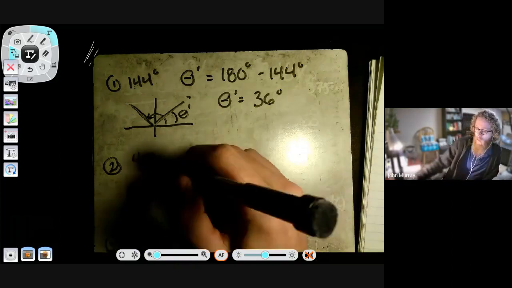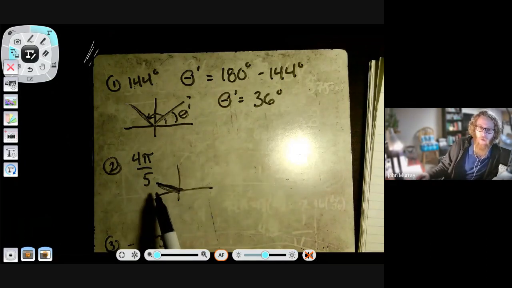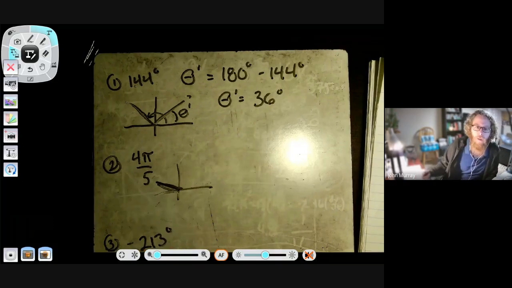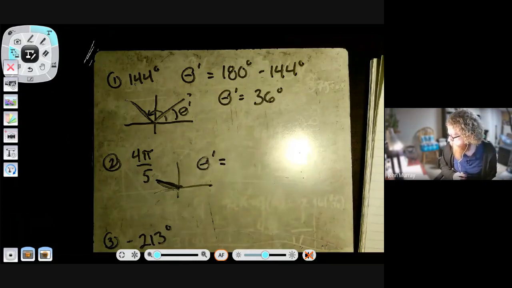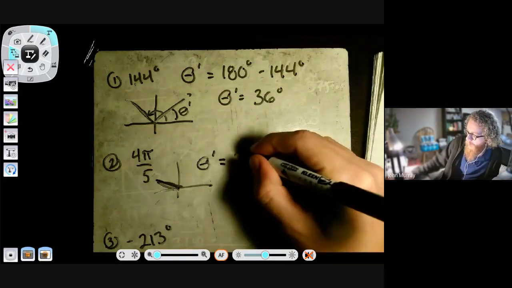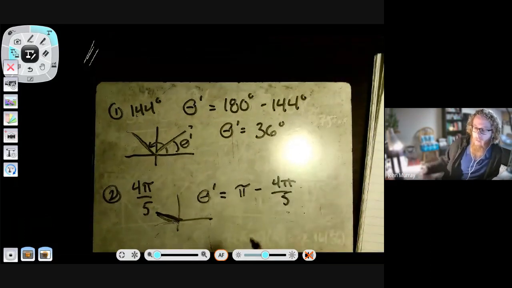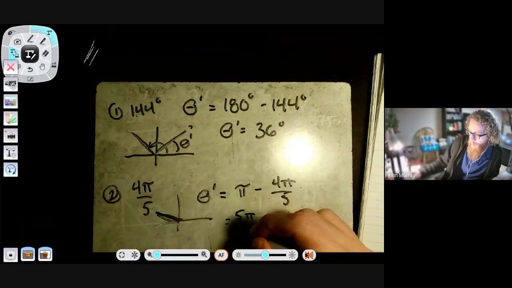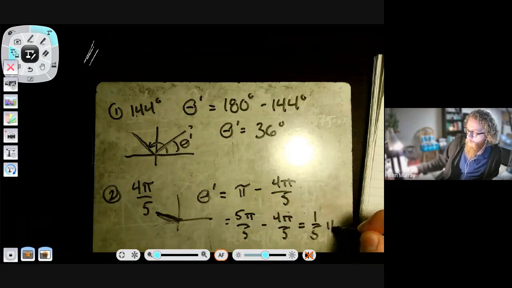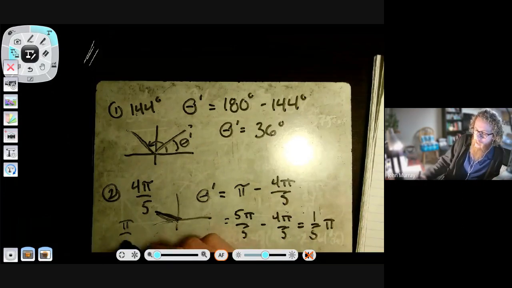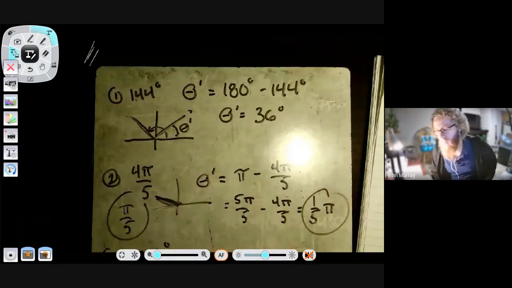So again, I'm going to be somewhere over here, right? It'll probably be kind of close to the x-axis, but we'll still be in the second quadrant. So my reference angle, theta prime, will be pi minus 4 pi over 5, right? So we have to find a common denominator. So this would be 5 pi over 5 minus 4 pi over 5, which would get us 1/5 pi, or you can just say pi over 5. Okay, either one of those would be all right.